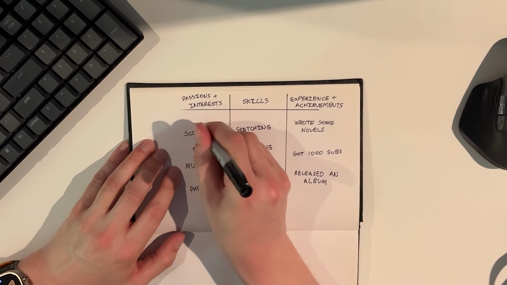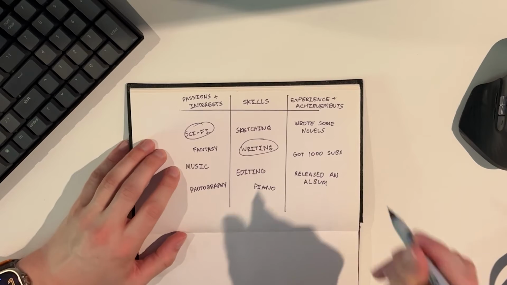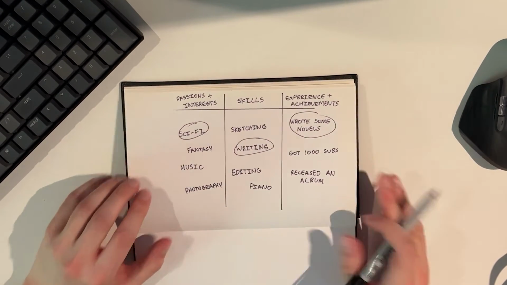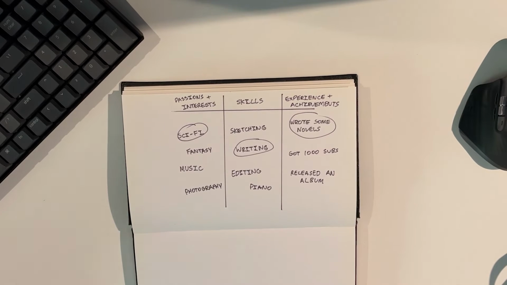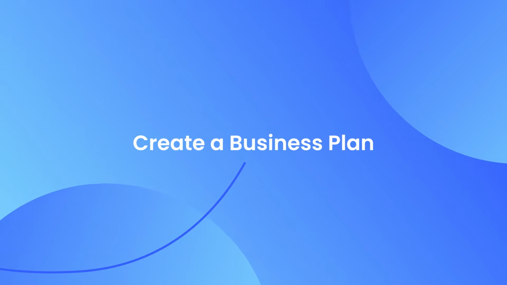For instance, if you're passionate about sci-fi, skilled in writing, and have penned a few sci-fi novels, then how to write a sci-fi novel might just be your golden ticket. Once you've pinpointed a promising topic, you're set for the next step. It's time to lay the foundations with a solid business plan. Think of this as your roadmap to success.